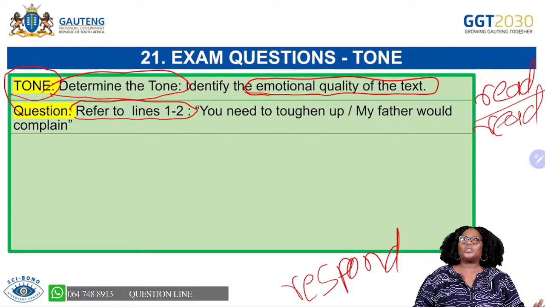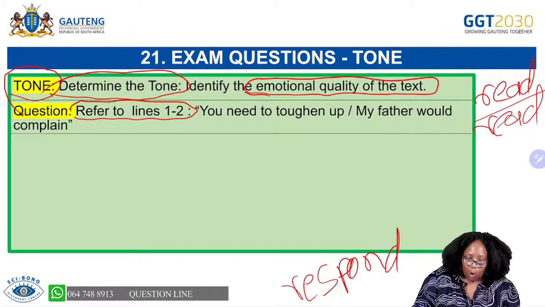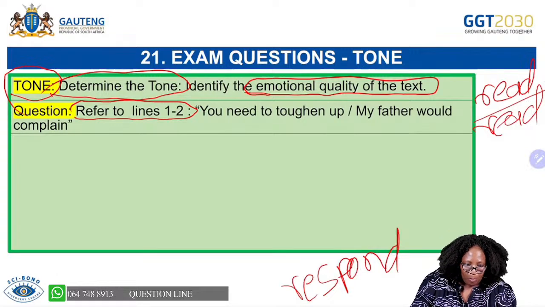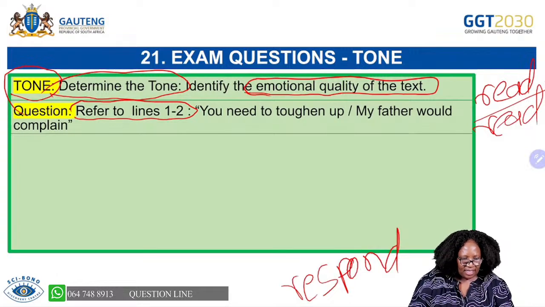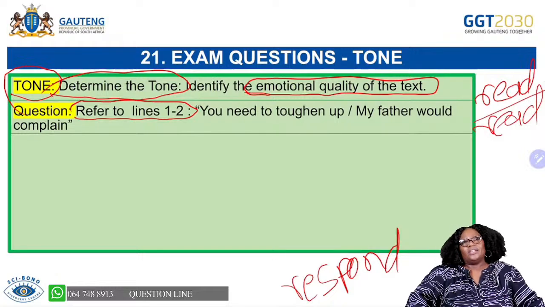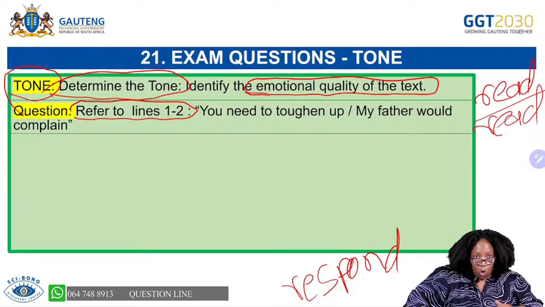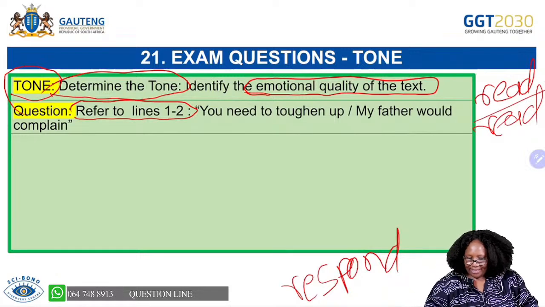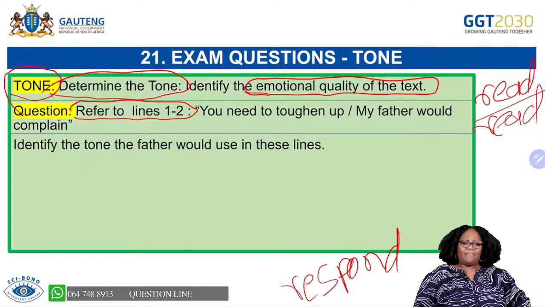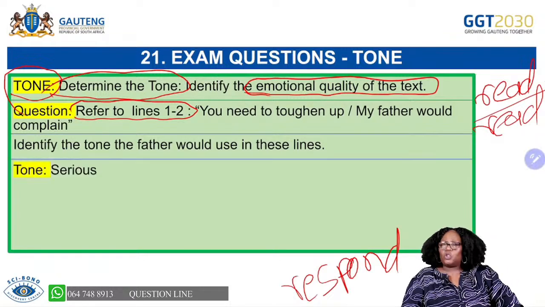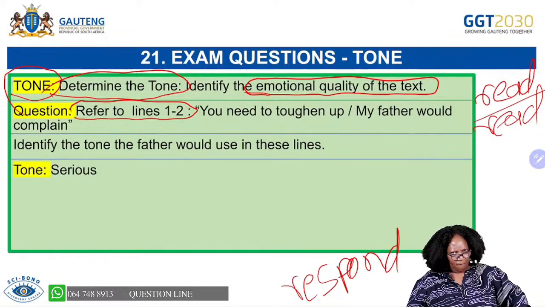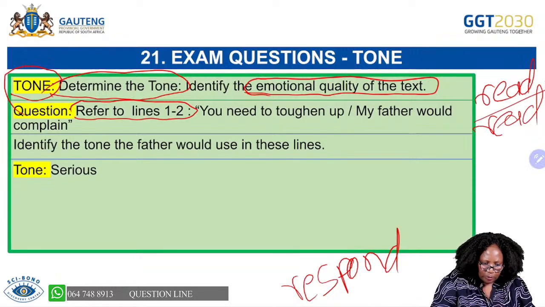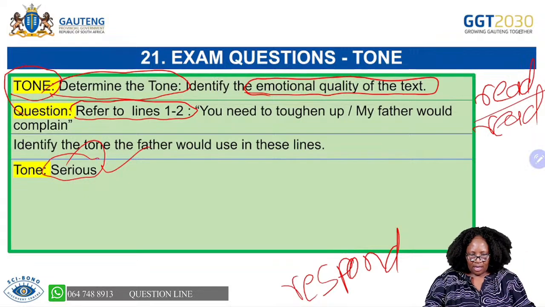You need to toughen up. My father would complain. What's the tone? Can you feel the emotional quality of this text? It's not going to say you need to toughen up. You need to toughen up. My father would complain. Identify the tone the father would use in these lines. Very serious kind of tone, isn't it? And that will earn you a mark.